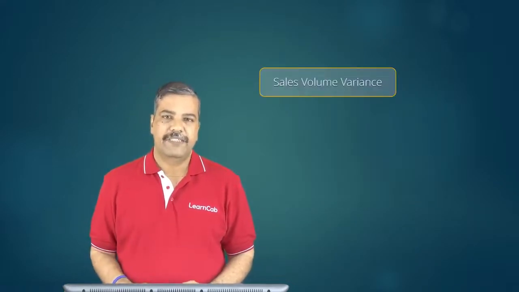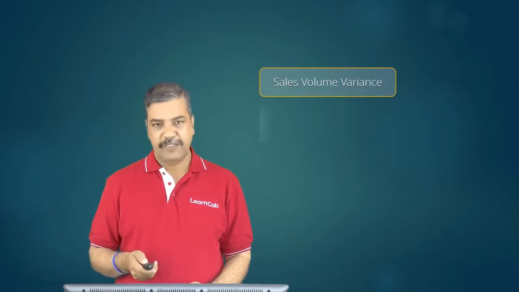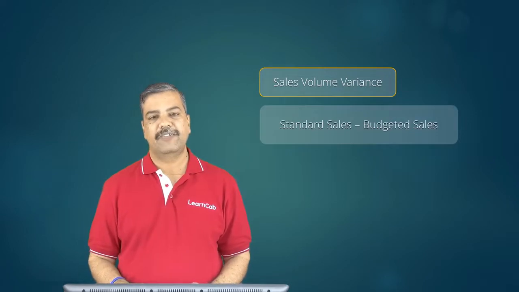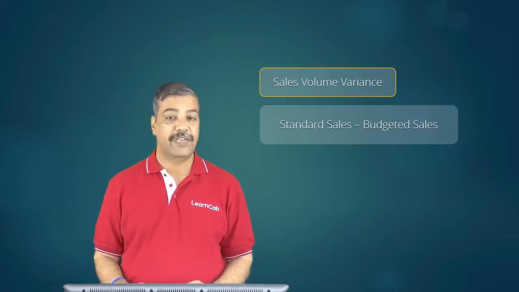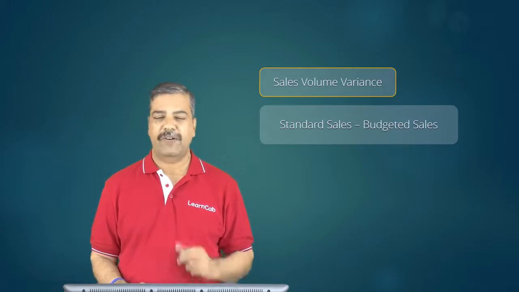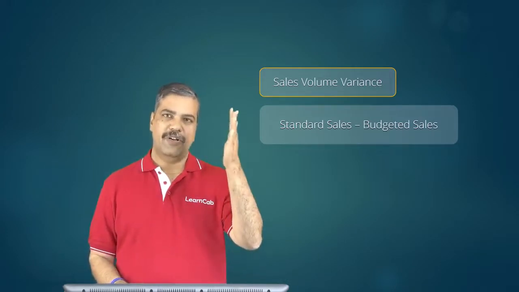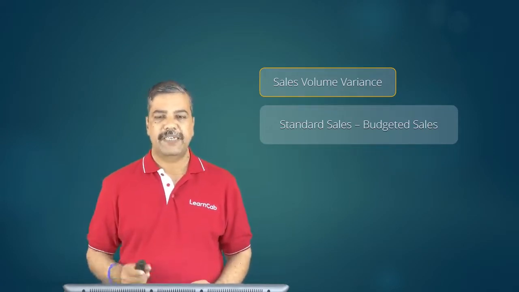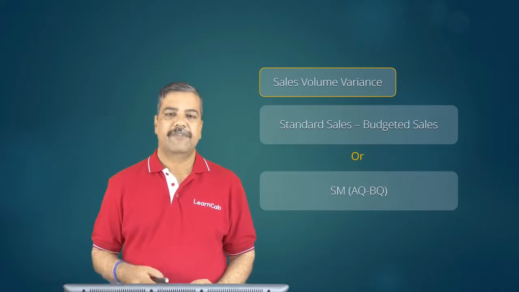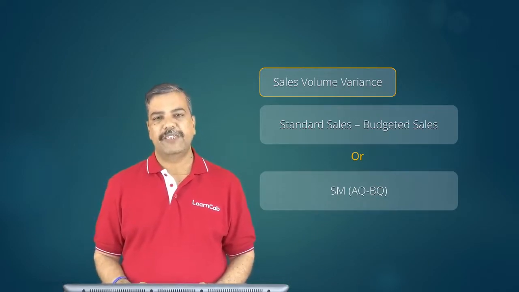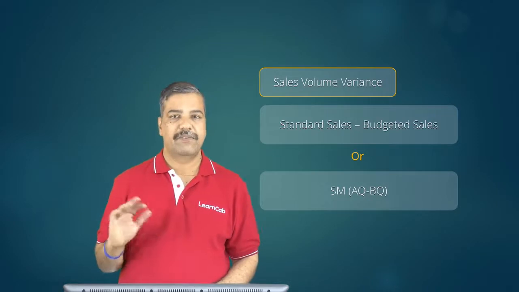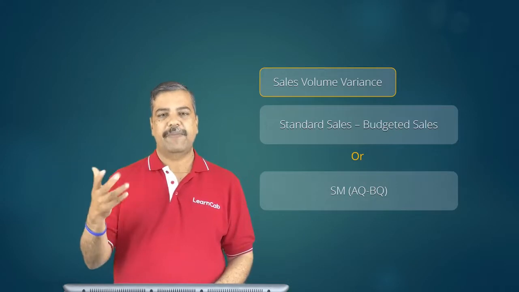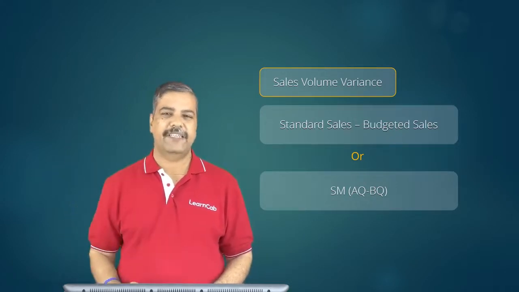Then the sales volume variance is next, which is also very important. What is this volume in terms of numbers we are talking about? Standard sales minus budgeted sales. Here it should be in terms of numbers or units, whatever they have given: quantity, kg, quintal, whatever it is. We are talking about volume in terms of numbers. The formula is SM into (AQ minus BQ). So volume means quantity. Try to link like that. Rate means rupees. Volume means quantity. Capacity means hours. Like this, link the subject.